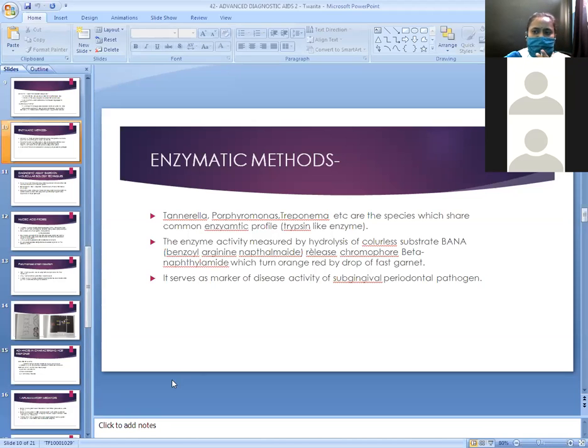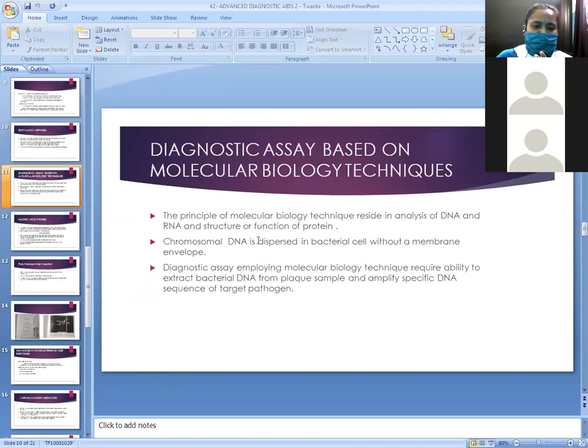Okay, only known microorganisms can be detected, that is Tannerella forsythia, Porphyromonas gingivalis, Treponema. But you cannot detect other periodontal pathogens which are also important, like Actinobacillus actinomycetemcomitans. All these are not detected properly. So these are the chair side diagnostic tests which can be done.